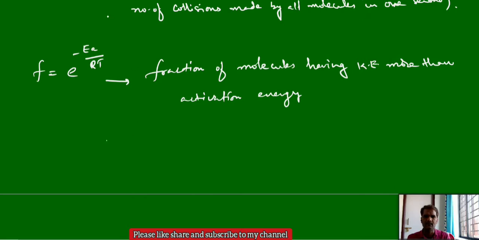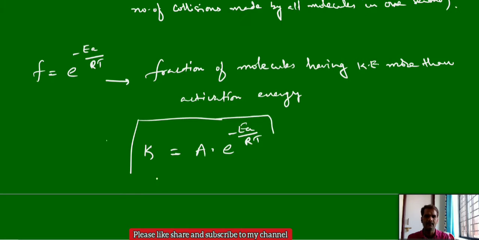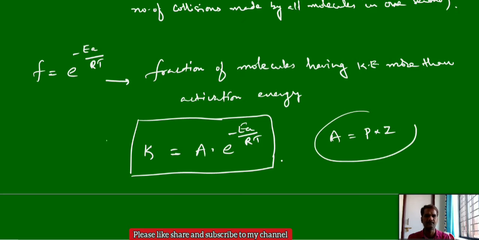Now you can write overall, your probability factor and effective collisions like this. Now rate constant K is equal to the product of P and Z, which can be taken as A, and F is e power minus EA by RT. And this rate constant expression is called the Arrhenius equation, where A is equal to P into Z. This is a constant.